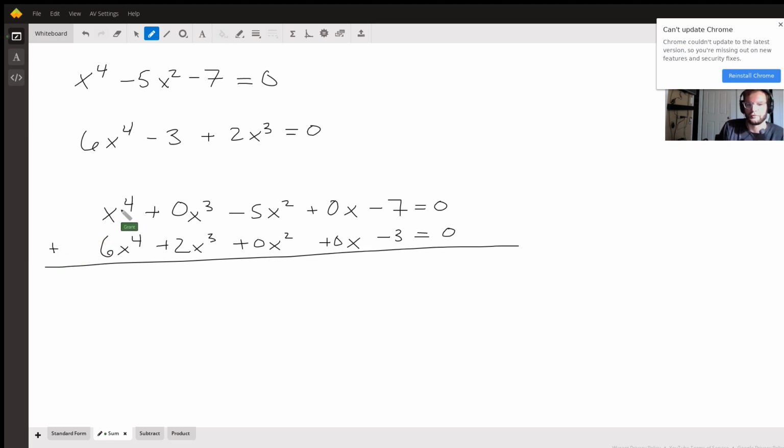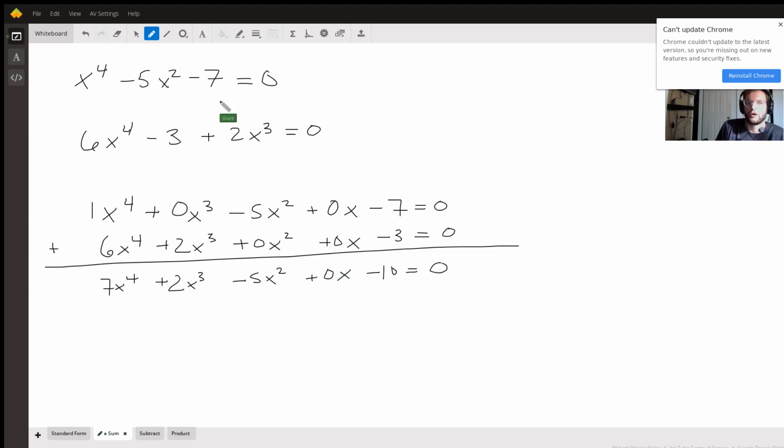So basically it becomes really simple. You have 1x to the fourth plus 6x to the fourth, so now that equals 7x to the fourth. 2 plus 0 is just 2, so plus 2x cubed. Basically, you just leave the x cubed. Think of it as a separate variable, almost like x to the fourth is like a, x cubed is like b, something like that. So then we get minus 5 plus 0 is minus 5, so minus 5x squared. 0 plus 0 is 0, so plus 0x. Minus 7 plus a minus 3 is minus 10, and that is equal to 0.